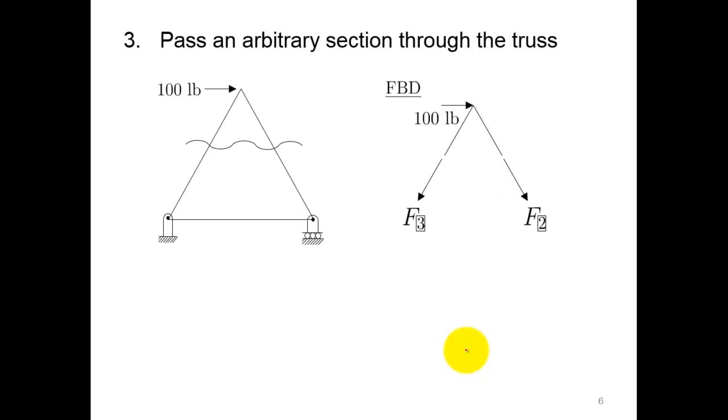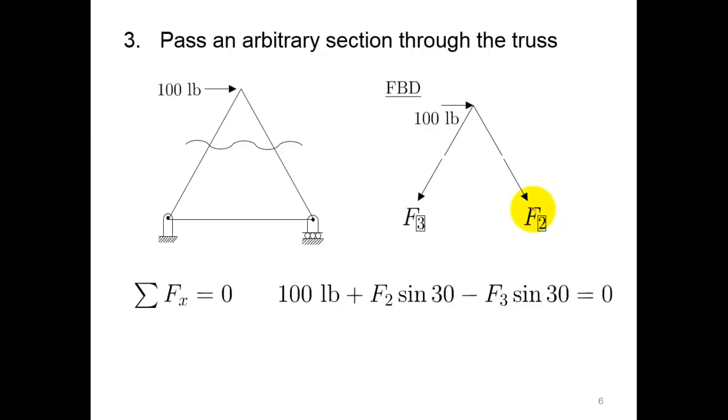Another option we have for verifying the results, number 3, is to pass an arbitrary section through the truss and analyze that. So we have the 100 pounds at the top here. We draw an FBD. We have the 100 pounds, the force in element 3 and the force in element 2.